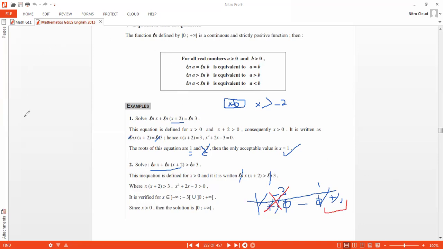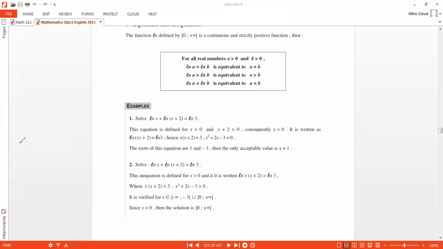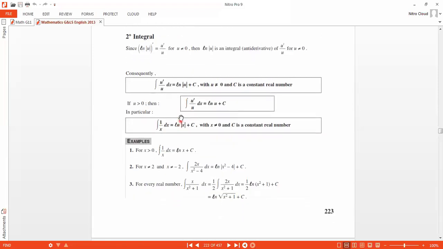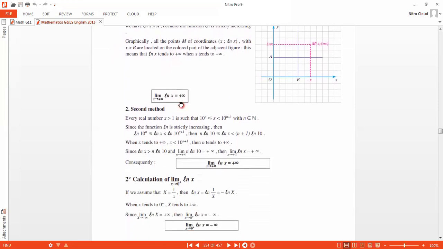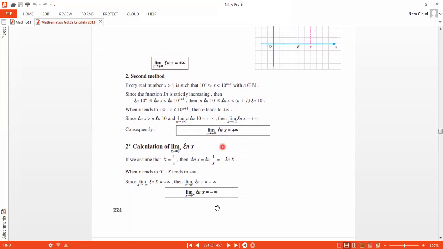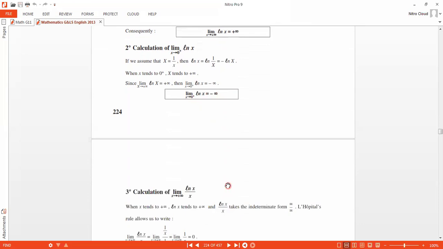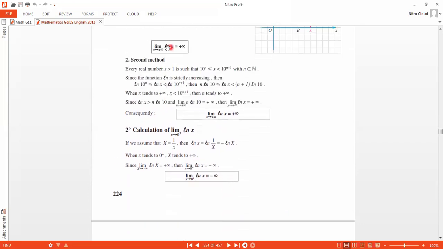I wish that this is clear for solving equations and inequalities. We didn't actually talk about the derivatives, so I'm going to start with the limits. In the limits, we have two rules to study very well. Len plus infinity is plus infinity, and len 0 is minus infinity. Okay, so those are the only two properties for len.